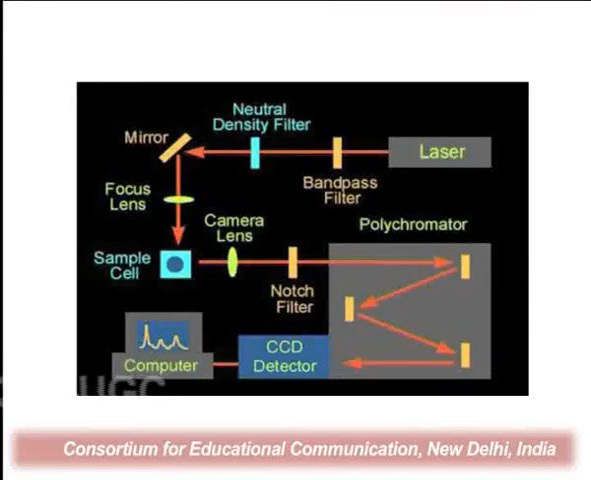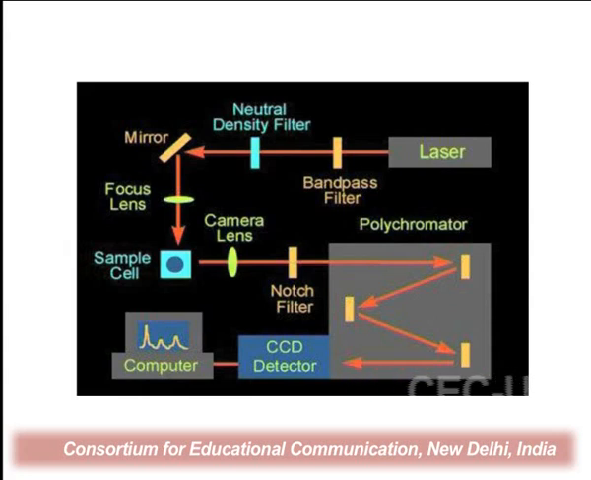Now, what is the Raman scattering process? What is the process behind the scattering? Here in the diagram, this is the basic process. Light from the laser falls upon a mirror, along with neutral density filters. The filters are used to get fine light, and after the mirror the light is focused by the lenses, then falls upon a sample. From the sample it passes through the camera lens, then again a filter, then the polychromator, that is the detector, and lastly a CCD detector is used. Then the display we can get on the computer. This is the schematic diagram of the Raman process.